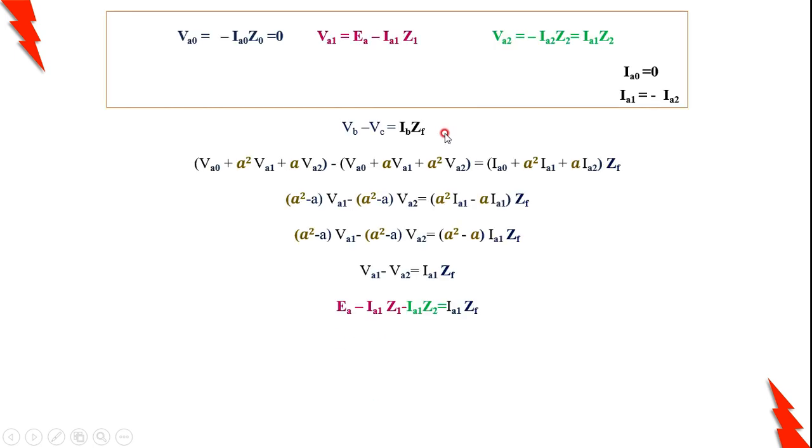Then one more important relation we established here is that VA1 minus VA2 is equal to IA1 ZF. That is, the difference between VA1 and VA2 is IA1 ZF. This means you have to connect the positive and negative sequence networks in such a way that the difference between VA1 and VA2 should be IA1 ZF. This you have to take care of.